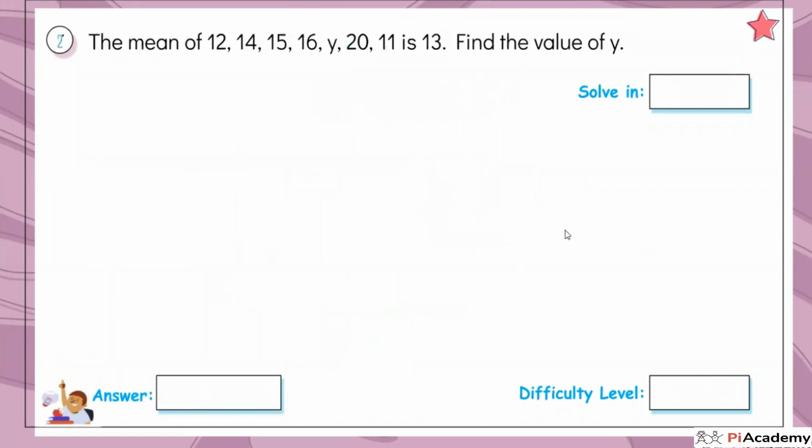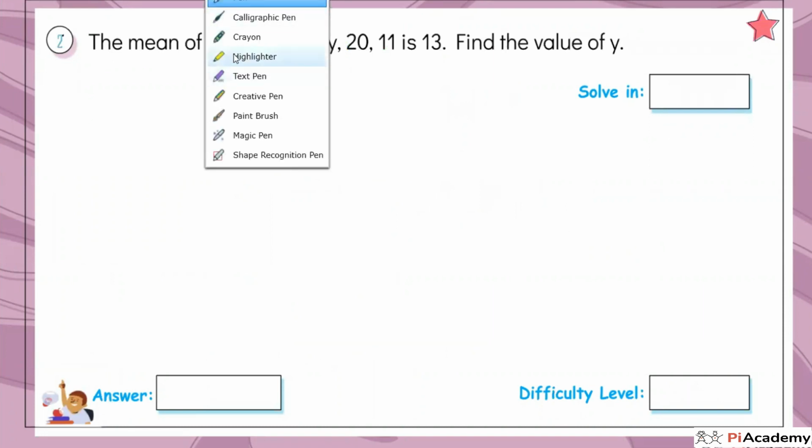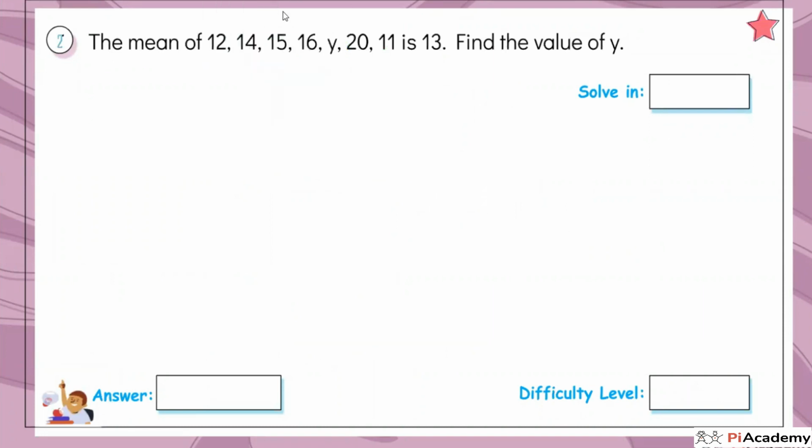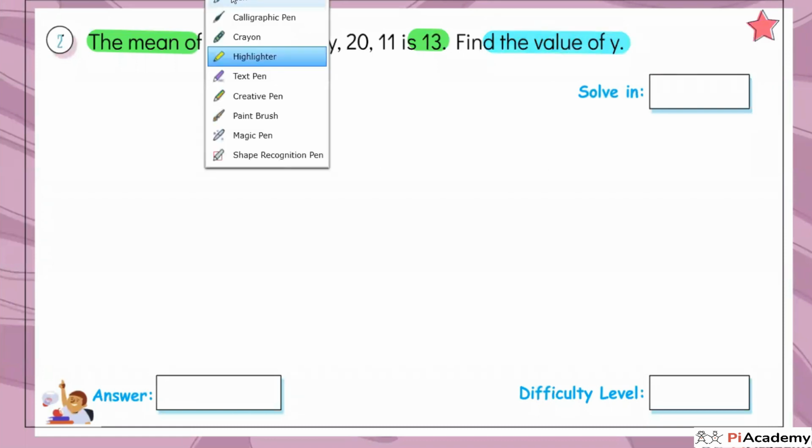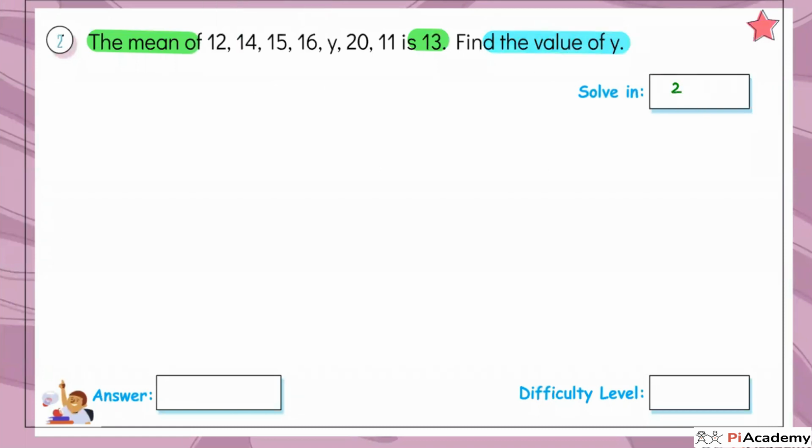Okay. AJ, can you please read this question? The mean of 12, 14, 15, 16, y, 20, 11 is 13. Find the value of y. Okay, so your time starts now. I'm giving you 2 minutes to solve this question. We need to figure out what is the value of y.